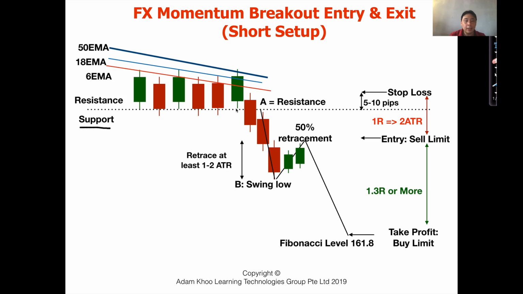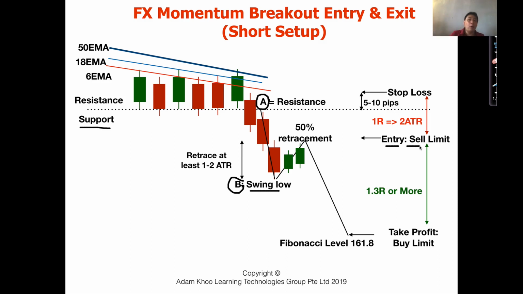So this level of support, we call it A. All right. And again, A is also where the price started moving down. Okay. So as it moves down, we are waiting for it to hit a low before it retraces. So that low, we call it the swing low, and we denote it as a B. So once we see that A and B, we're looking for that 50% retracement level to sell. So what do we do again? We take the Fibonacci tool.